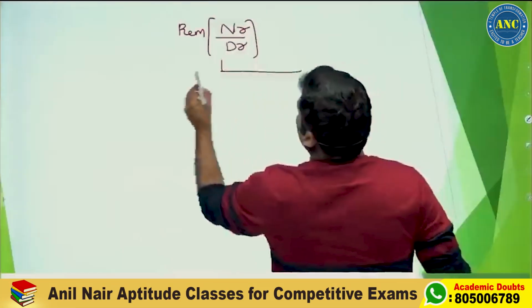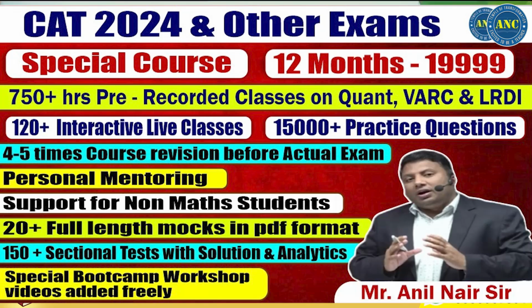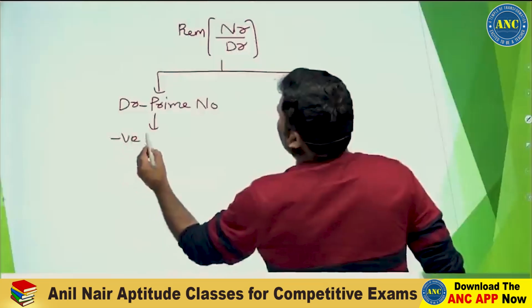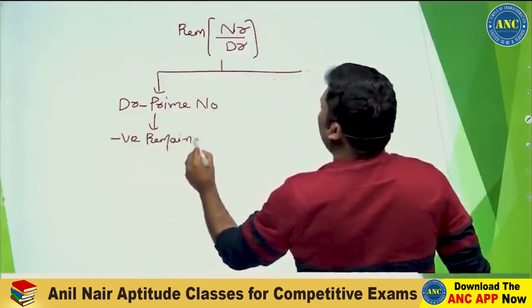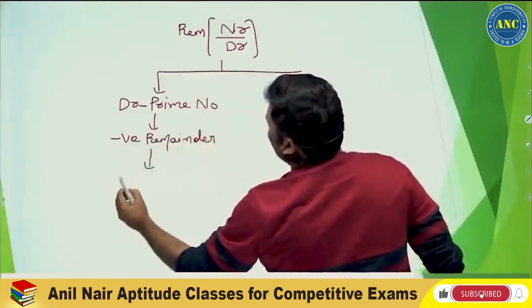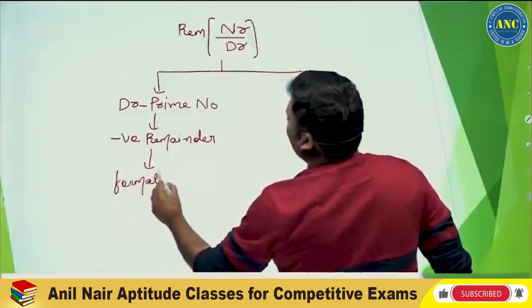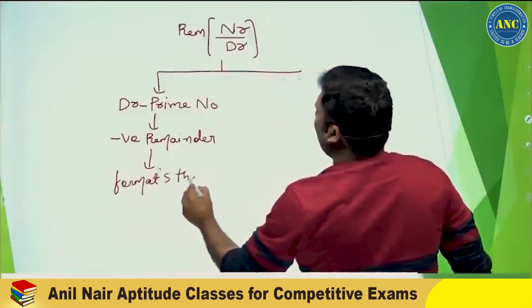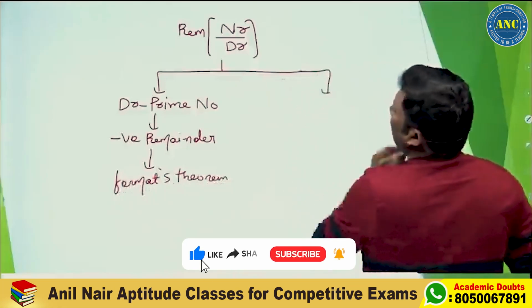Numerator by denominator. If the denominator is a prime number, first use negative remainders. If you are able to solve it very quickly by using negative remainder, stop it. If it is taking more time, then go to Fermat's theorem. This is an extremely important slide, sir.